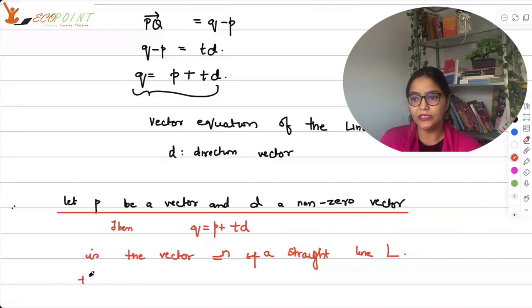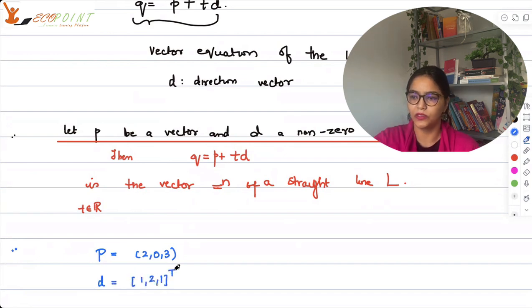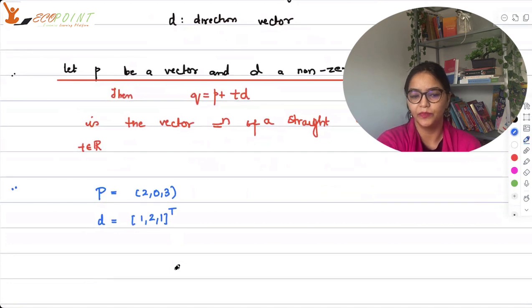More specifically, t belongs to R. t could be any real number. Now let's apply this and understand. So let's take P as (2, 0, 3). P, the point, is (2, 0, 3), and the direction vector D is (1, 2, 1) transpose. That's how we write it.